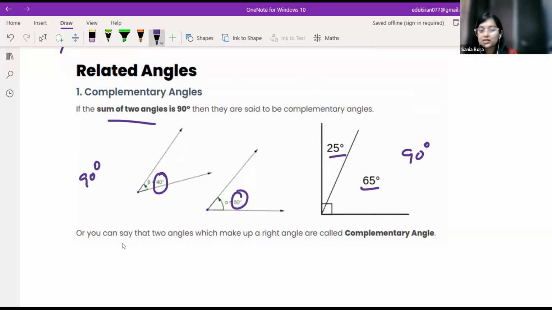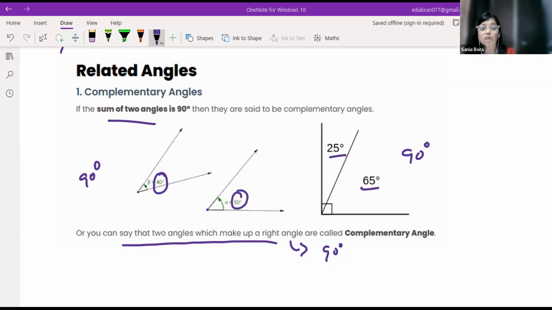Or you can say the two angles which make up a right angle, and a right angle is always 90 degrees, are called complementary angles. The examples are these. They can be two different angles, or in one figure the angle is divided. Clear to everyone? Is only Miriam getting it, or others also? Yes, ma'am, Ibrahim, yes, Jaseen, ma'am, I got it.